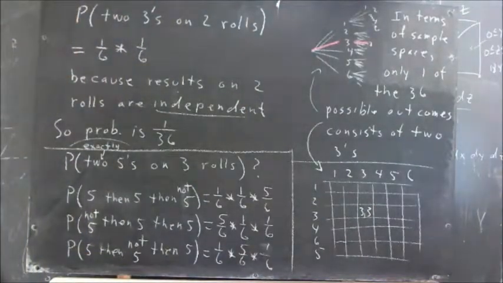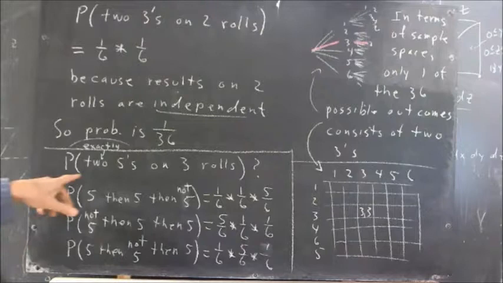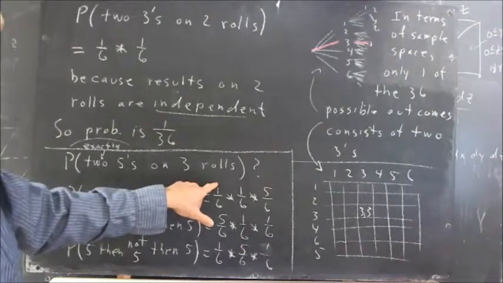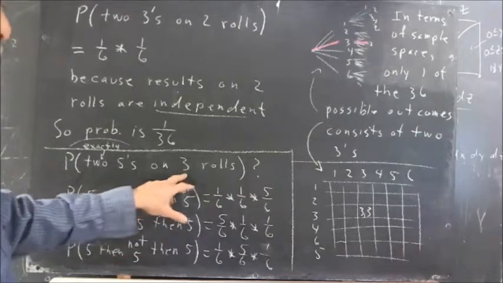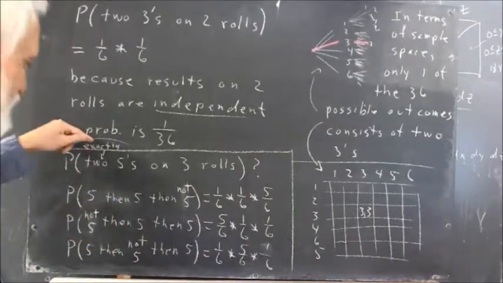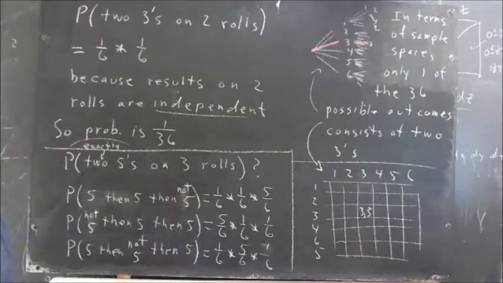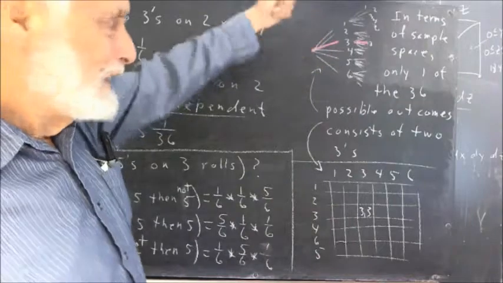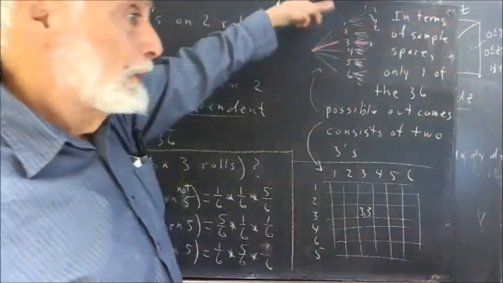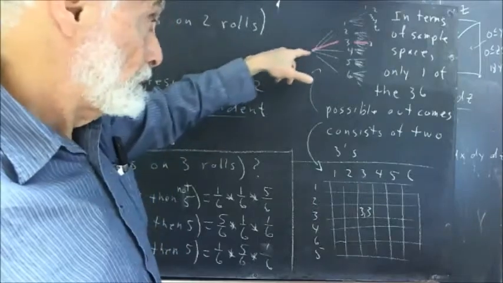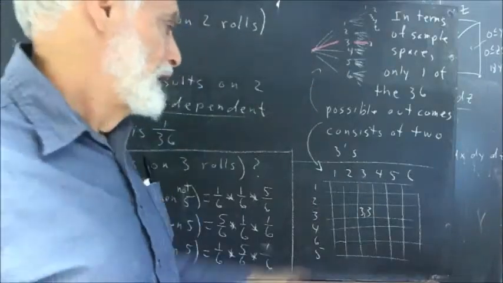Okay. Now we go to the question: what's the probability of getting two 5s on three rolls? This time we're rolling three dice, and we want to know the probability of getting exactly two 5s on three rolls. So how are we going to analyze that? It would be impractical to try to draw the tree diagram and a grid.